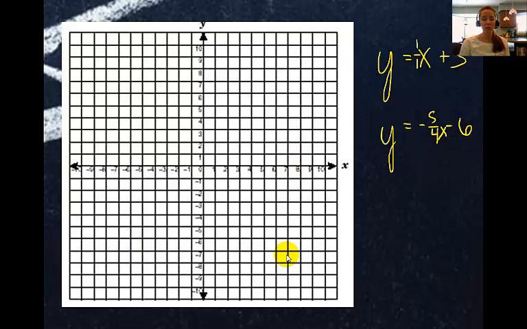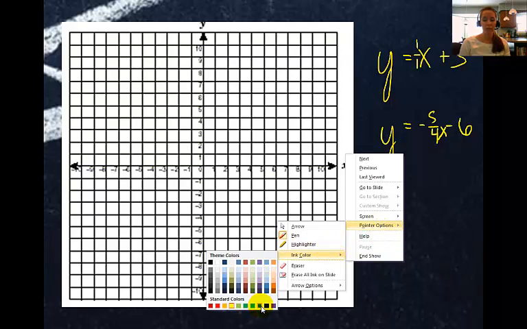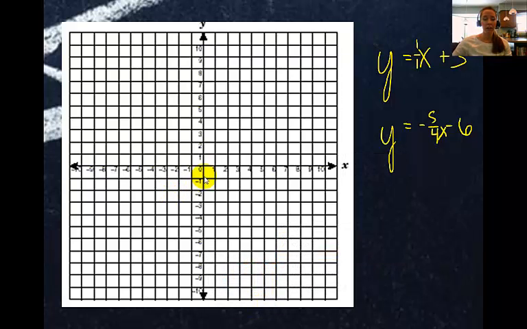So let's start with the first one. Let's put that one in blue. Start at my point of positive 3 on my y-axis, and then from there up 1 over 1, up 1 over 1, and so on. It doesn't take long to see what my line looks like.